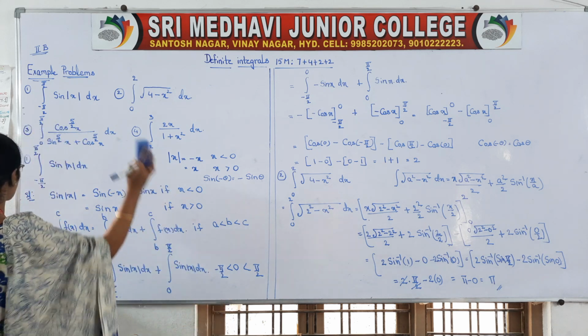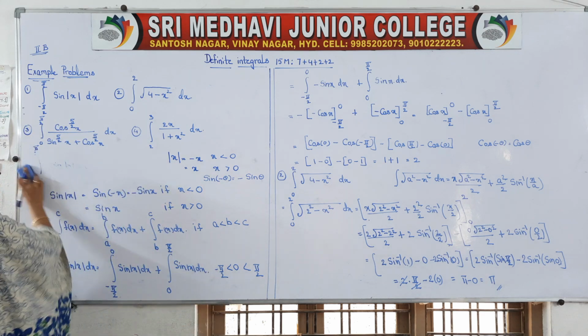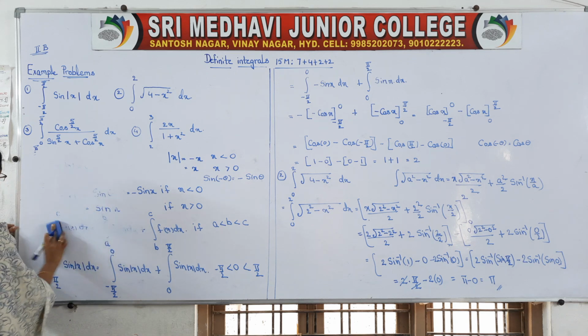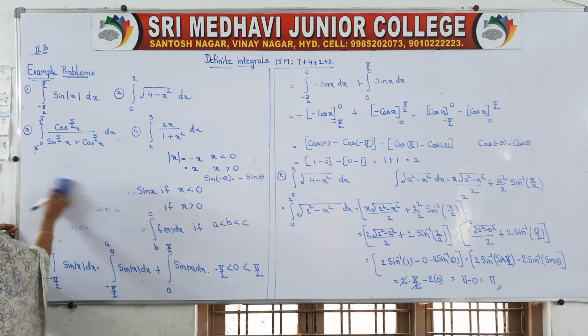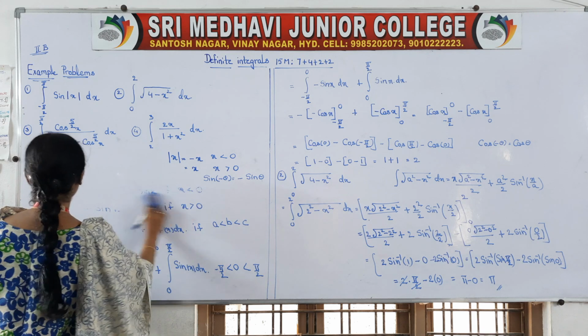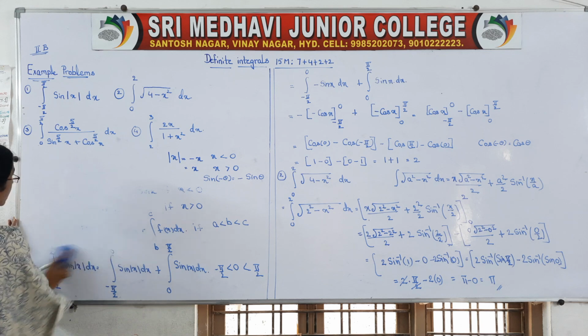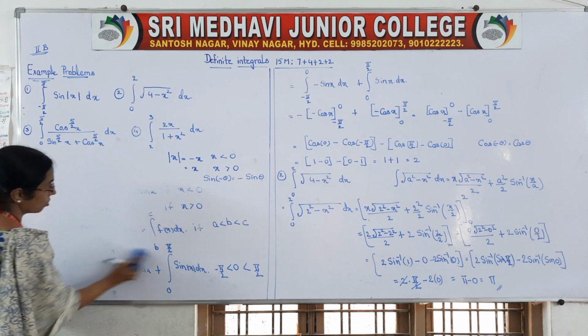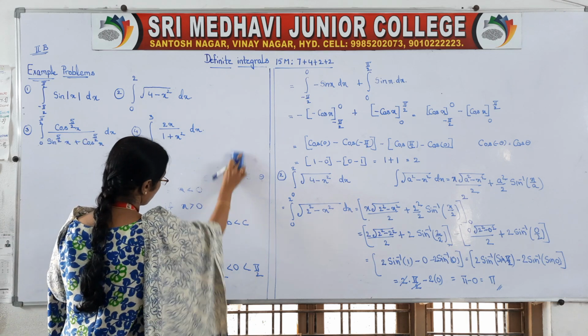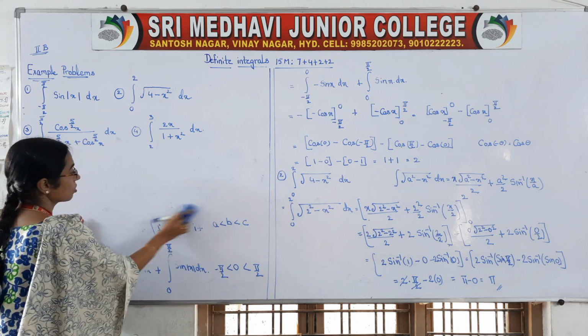That's why they are definite integrals. Okay, now come to the third question. What is your third question? Integral 0 to pi by 2, cos of 5 by 2 x by sine 5 by 2 x plus cos of 5 by 2 x dx. Okay, so come on, how will we solve that third question?